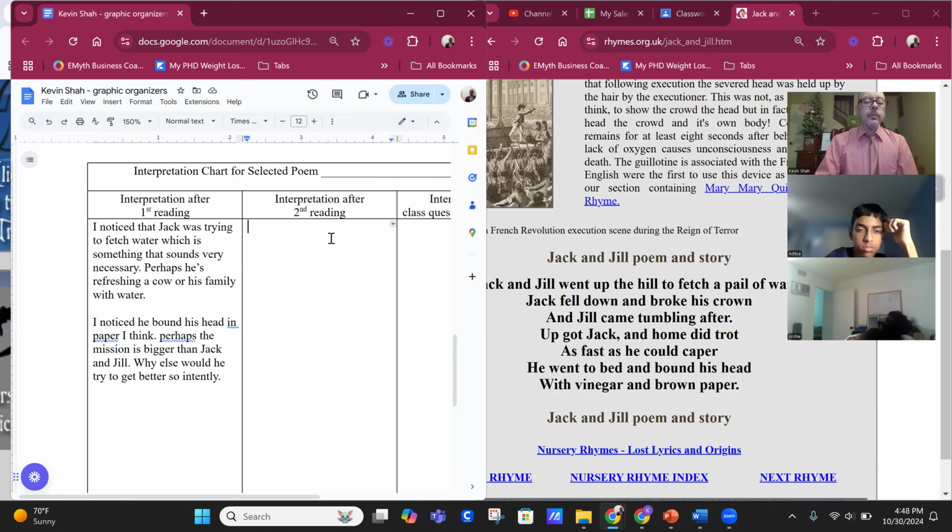So go ahead and make your interpretation in writing. Oh, sorry. I have to read what I wrote already also. I noticed that Jack was trying to fetch water, which is something that sounds very necessary. Perhaps he's refreshing a cow or his family with water. I noticed he bound his head in paper. I think perhaps the mission is bigger than Jack and Jill. Why else would he try to get better so intently?